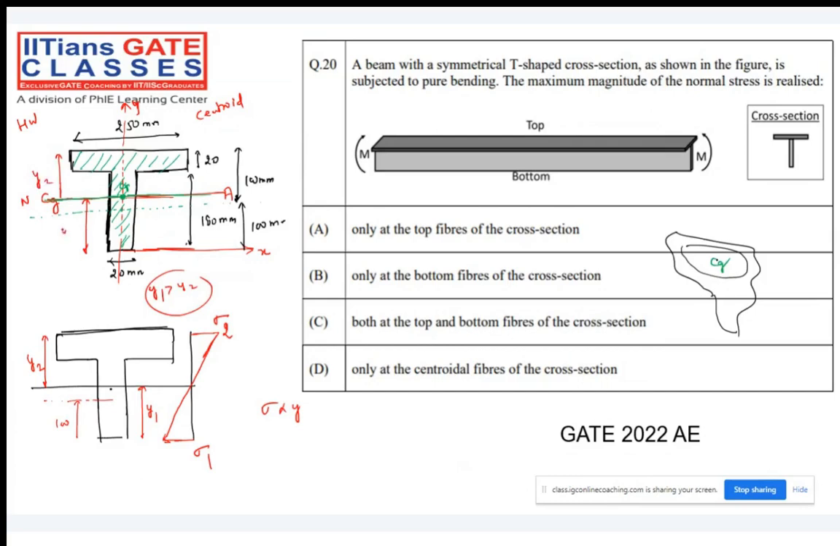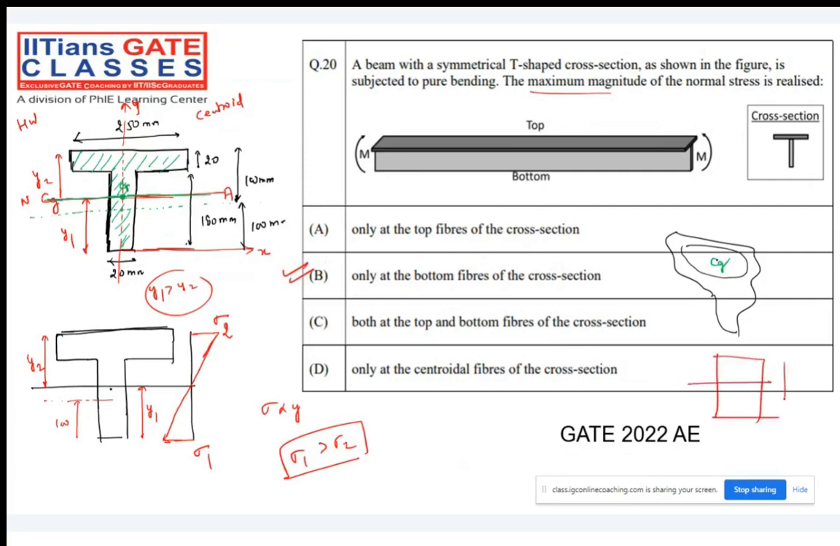When y1 is more than y2, obviously sigma 1 will be more than sigma 2. When sigma 1 is more than sigma 2, that will be the maximum normal stress because of the bending. So definitely the bottom fiber will be subjected to maximum bending stress. D will be correct. Till now, what we have seen are symmetric cross sections like this.